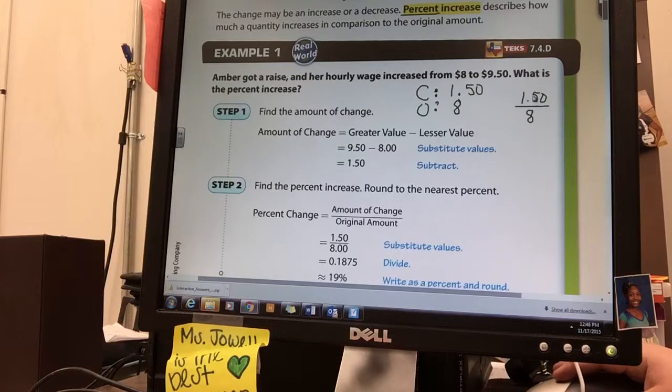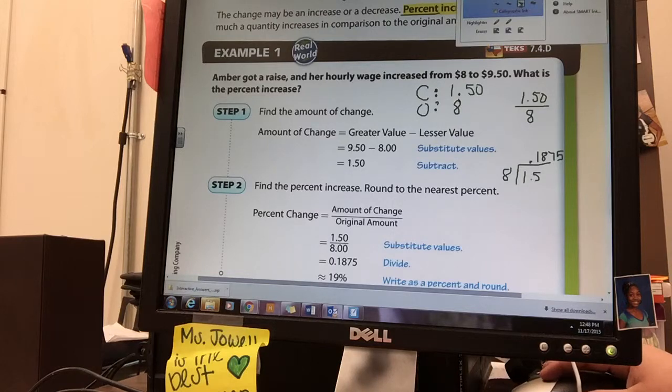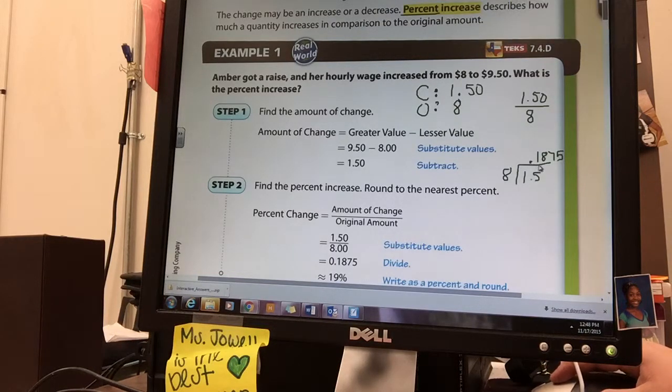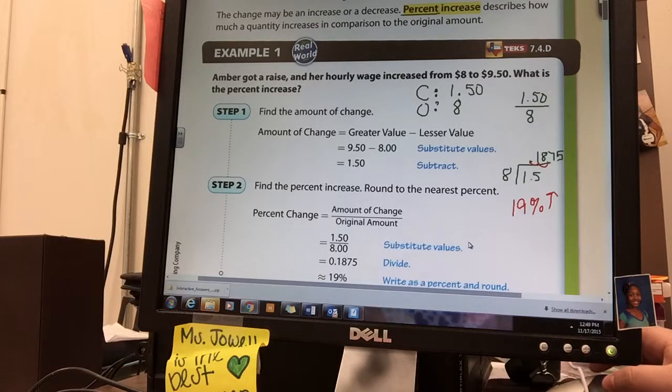So how do we change a fraction to a percent? We divide. And we get 0.1875. No, I didn't do that in my head. It's just written below it. And then to change a decimal to a percent, I go over twice. 1, 2. And 90% of the time, we are going to be rounding our percents to a whole percent. So we're going to say that this is a 19% increase. So she got a 19% increase in her pay.